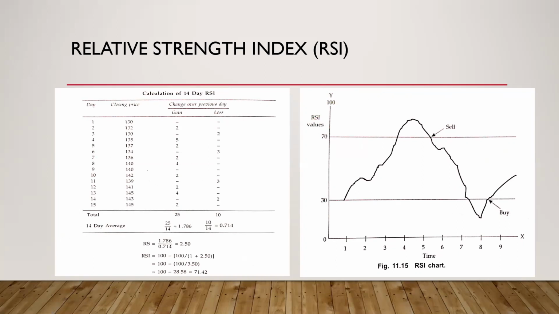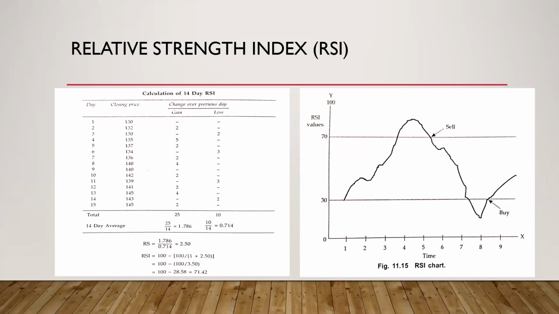If the price remains constant, like in the case of the 8th day and the 9th day, the price is 140. So in the 9th day, there is neither any gain nor any loss. So we'll just not record anything on that particular day. There's no gain, there's no loss on that particular day. Now, after we have recorded the gain and loss of all these 15 days, we're going to add up the gain column and the loss column. The gain came up to 25 and the loss came up to 10.